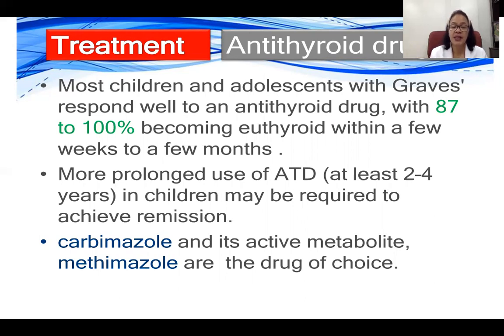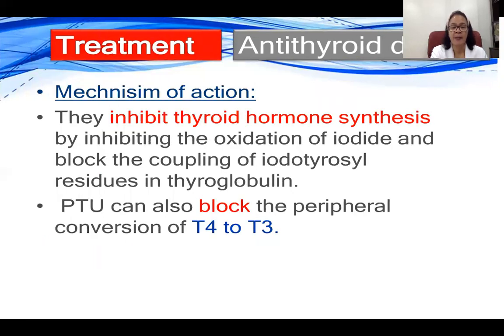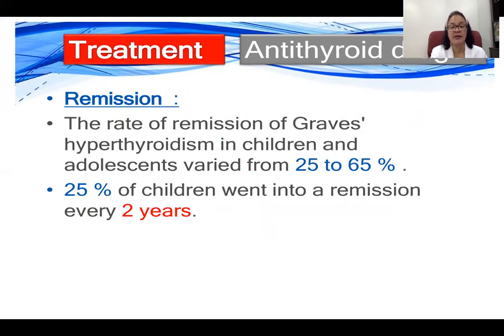And carbimazole and its metabolite methimazole are the drugs of choice in treating these patients. So what could be the mechanism of action? They inhibit the thyroid hormone synthesis, of course, by inhibiting the oxidation of iodide and blocking the coupling of iodotyrosyl residues in your thyroglobulin. Whereas propylthiouracil can also block the peripheral conversion of your T4 to T3.